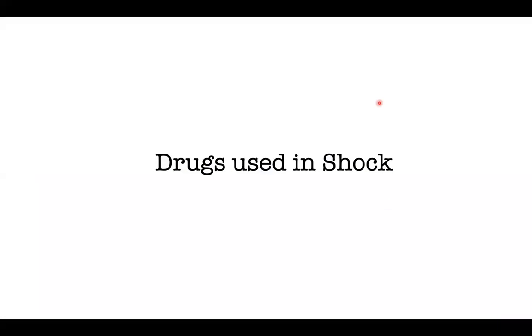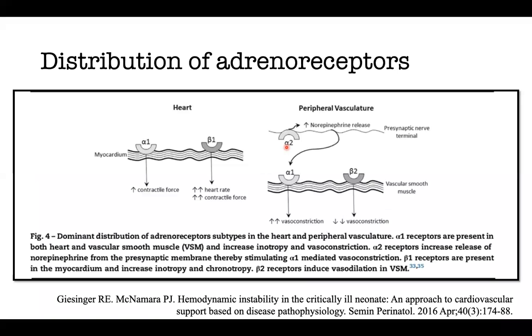Now we'll come to the drugs which are used in shock. I'll briefly discuss the distribution of adrenoreceptors in the body. This is first year physiology, where you see that the adrenoreceptors are distributed maximally in the heart as well as the peripheral vasculature. In the heart you have alpha 1 and beta 1 receptors. Alpha 1 causes increased contractile force, or inotropic effect. Beta 1 causes inotropy, that is increased contractile force, as well as chronotropy, which indicates increased heart rate.